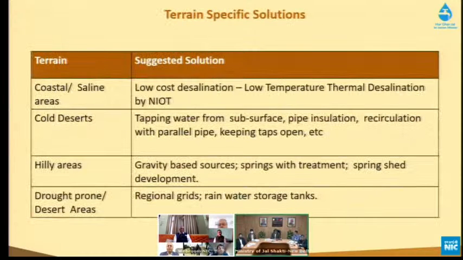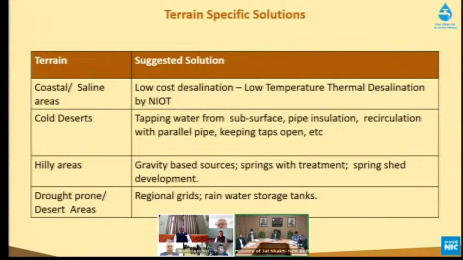Next one. For terrain-specific solutions, use desalination as a last resort. We found that some of the coastal states have adopted desalination plants at 89 rupees, 90 rupees per kiloliter of water. It's very, very costly. Please use that as a last resort.